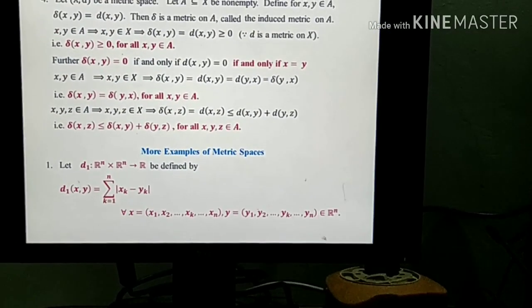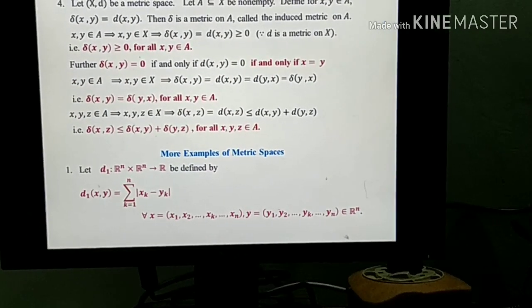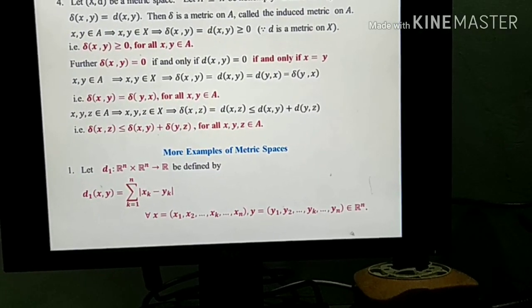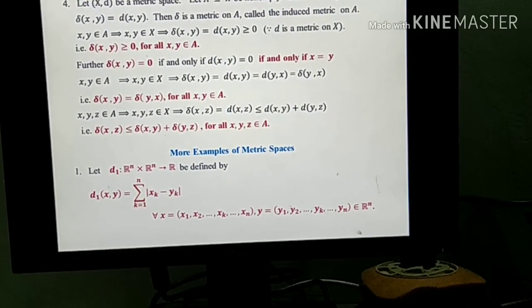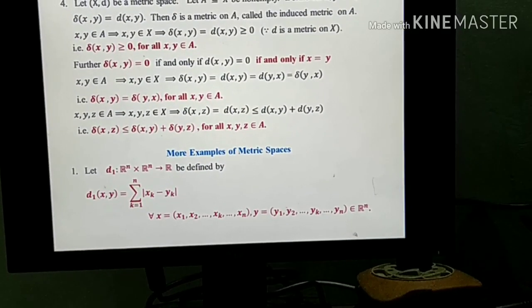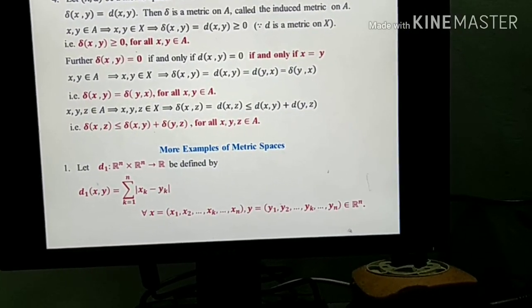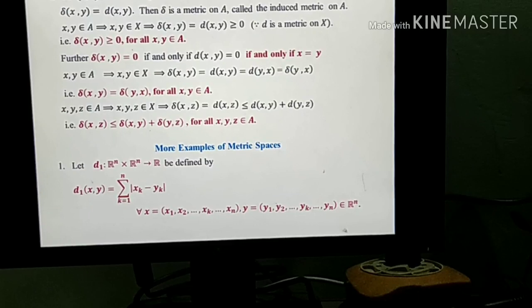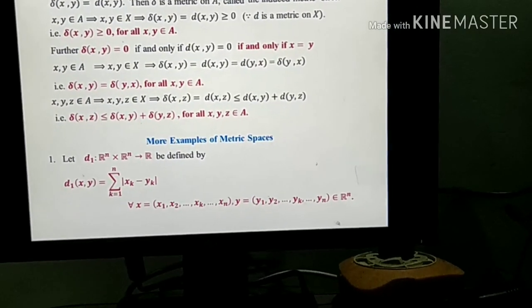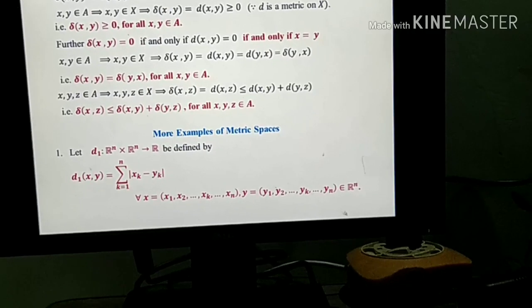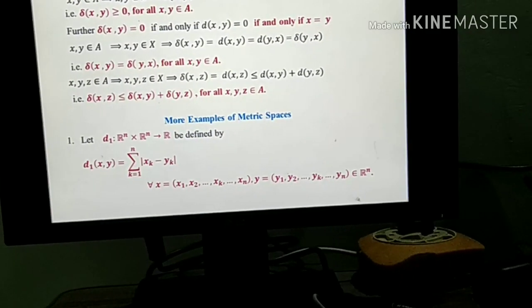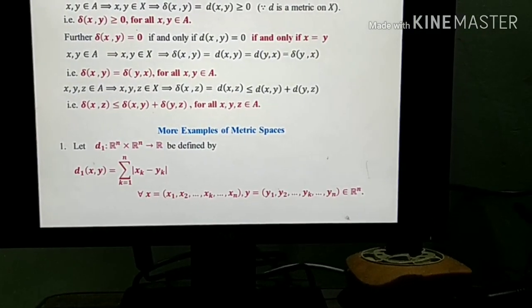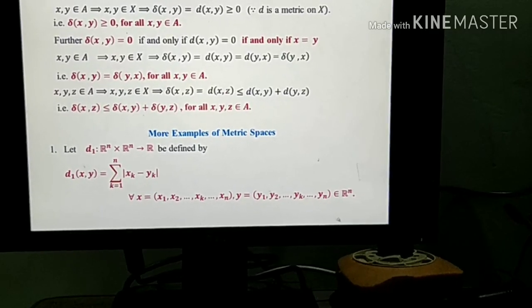And this function d1 from Rn cross Rn to R is defined by the sum of the absolute values of the difference between coordinates of x and y. See, as absolute value is always non-negative, their addition is also always non-negative, and therefore d1 xy is always greater than or equal to 0 for all n tuples x and y in Rn, and therefore the first property is trivially satisfied by d1.